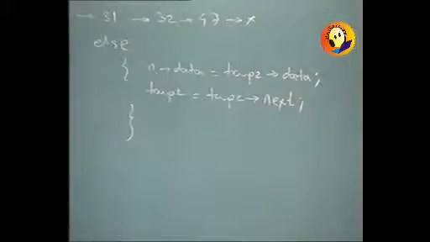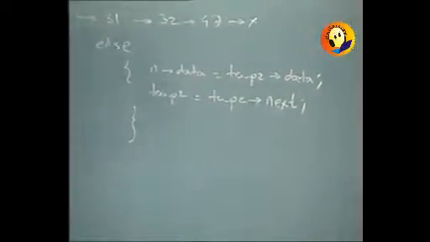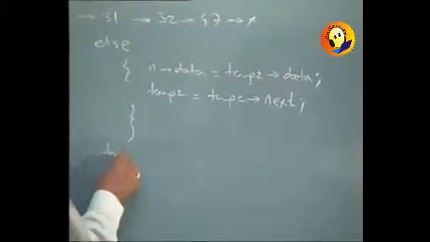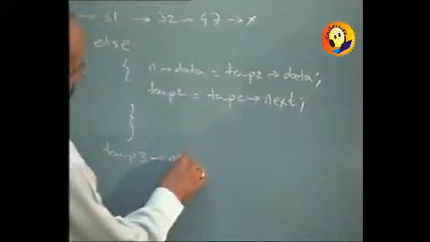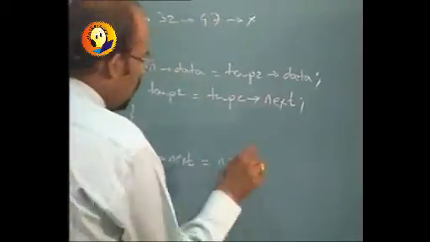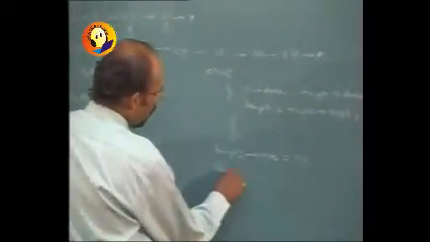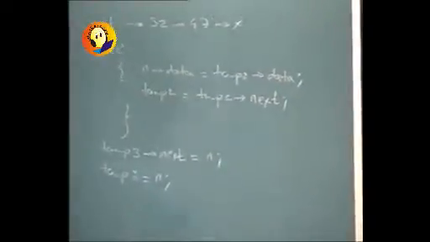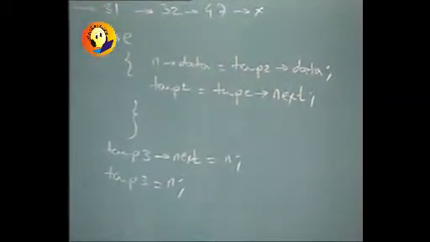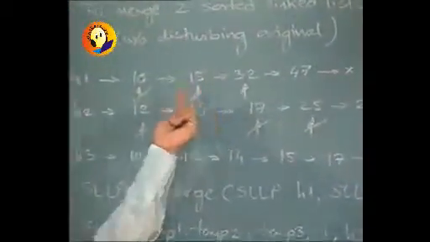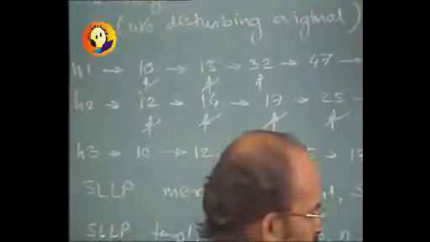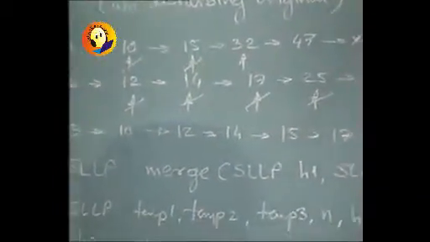So either the first or the second, one of the data will be copied. Whatever is the newly generated node, that should be attached as the next node of temp3. So temp3 arrow next is equal to n. So it will be attached. This was temp3, temp3 arrow next is n. But then temp3 should come to this position. So we can say temp3 is equal to n. So temp3 comes here, and again the current temp1 and temp2 will be compared, and then that value will be transferred. We'll keep on doing this till one of the lists gets over.